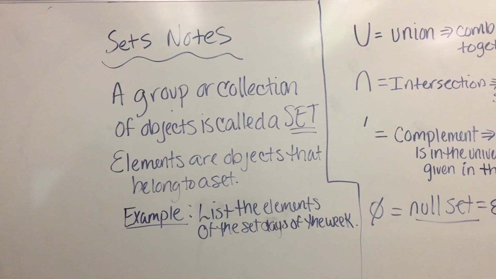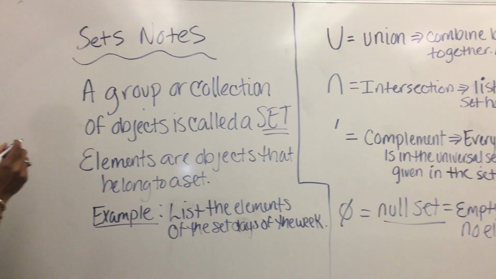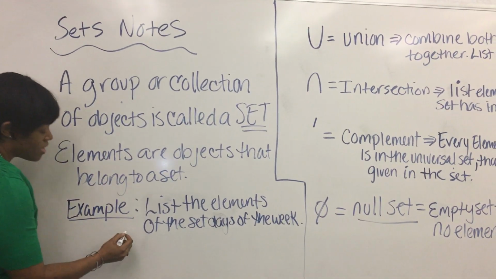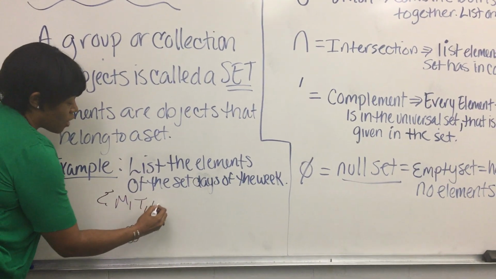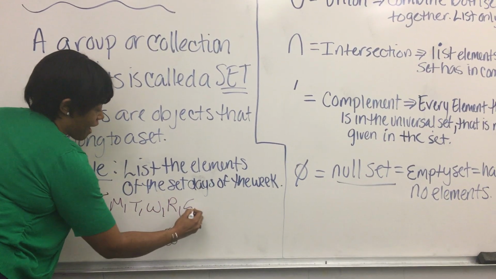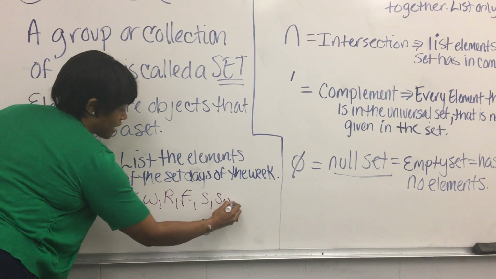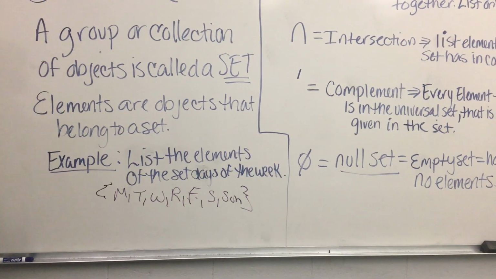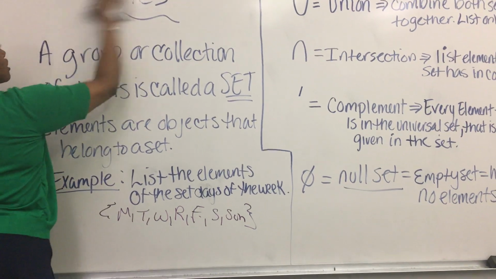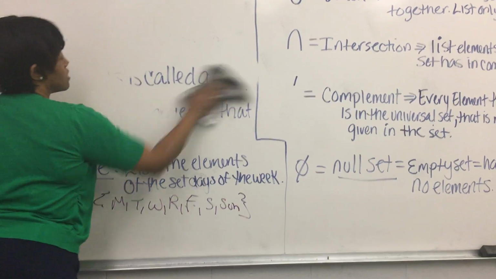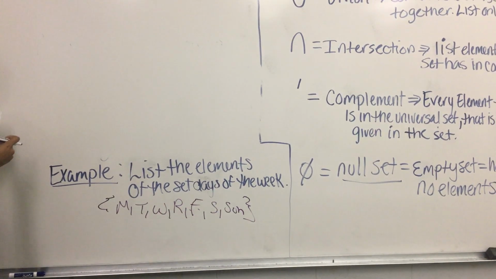So for our first example, we have: list the elements of the set of the days of the week. Well, how many days do we have in a week? 7. So it would be Monday, I'm not writing these all out, Tuesday, Wednesday, Thursday, Friday, Saturday, and Sunday. That would be listing the elements of the days of a week. Okay?